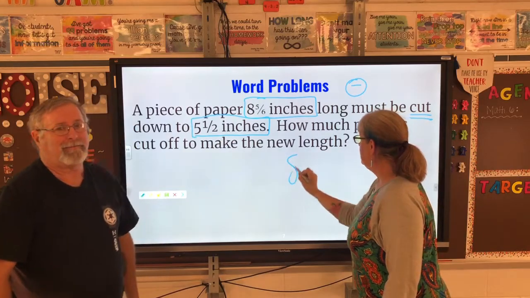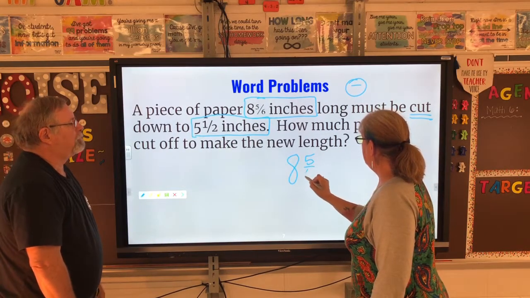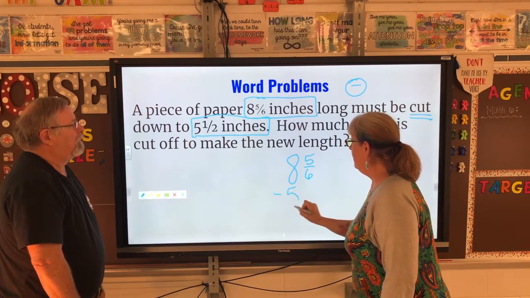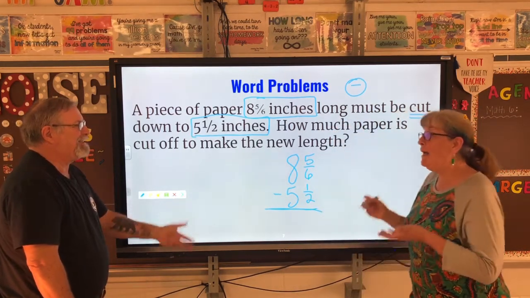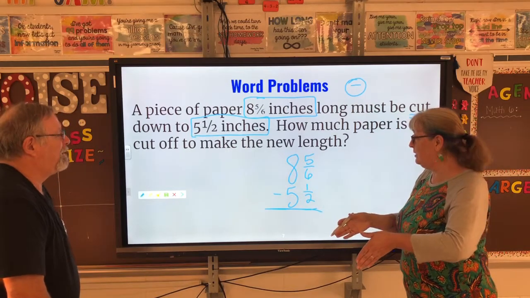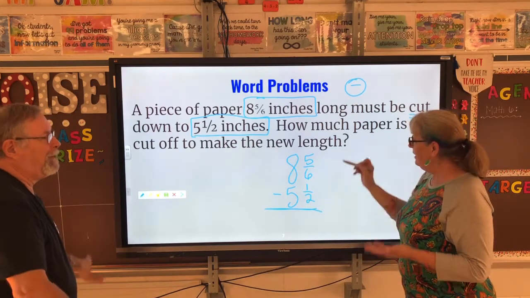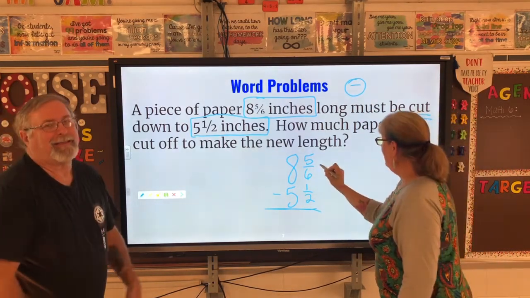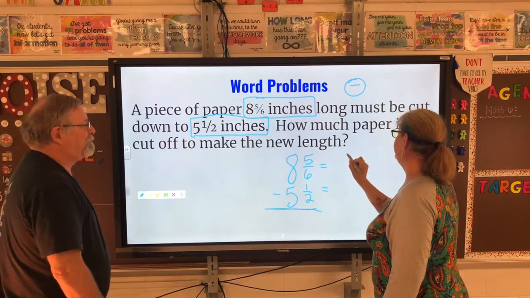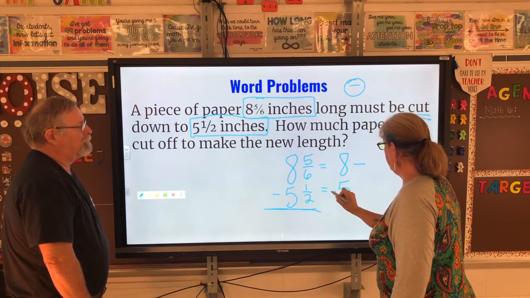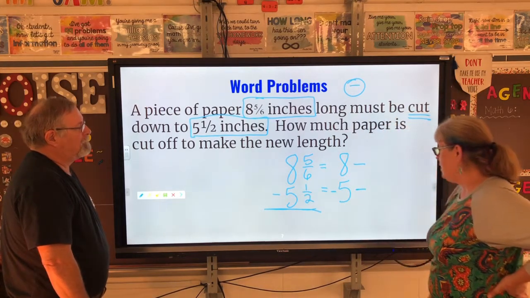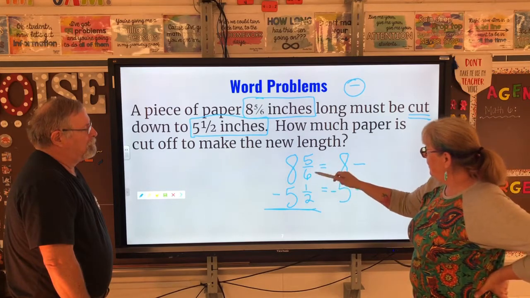So we've got 8 5/6 minus 5½ and because I'm adding and subtracting, I have to set them up vertically and check my denominators. And they're not the same. So I like to write my whole numbers first, put my signs over here, and then start looking at fractions. All right. I got halves and I've got sixes.